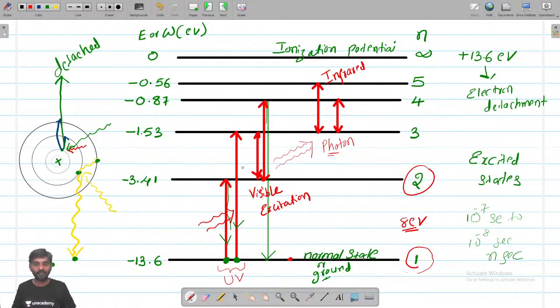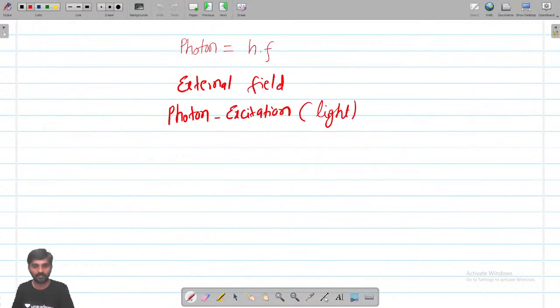And the final important point to be covered here is the electron which is excited may directly jump from, wait, I'll go to the next slide, and here I'll try to draw.